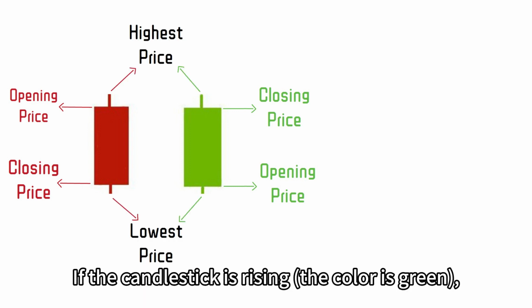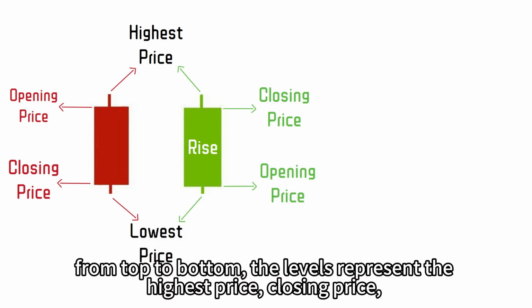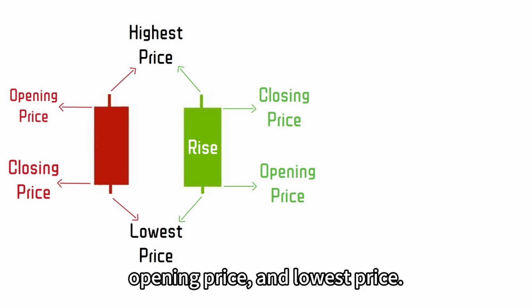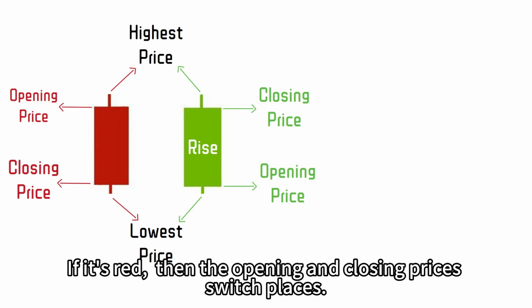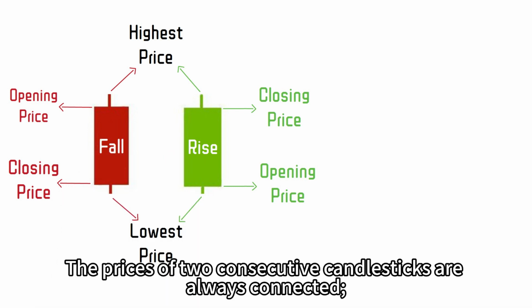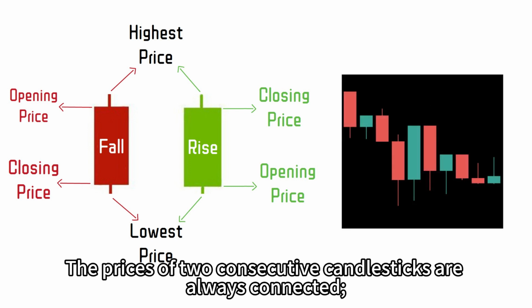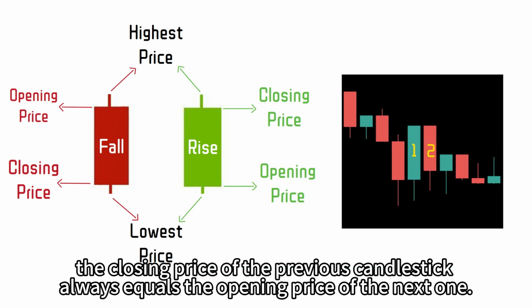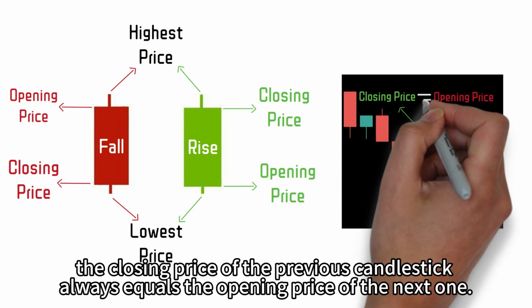If the candlestick is rising, the color is green. From top to bottom, the levels represent the highest price, closing price, opening price, and lowest price. If it's red, then the opening and closing prices switch places. The prices of two consecutive candlesticks are always connected. The closing price of the previous candlestick always equals the opening price of the next one.